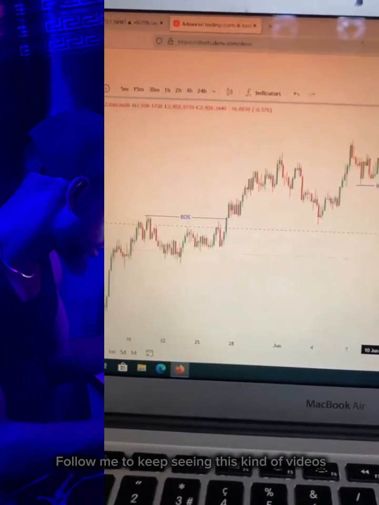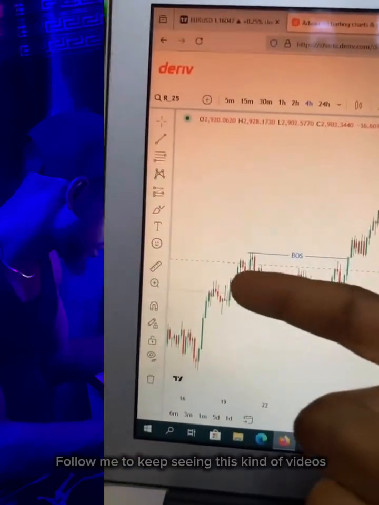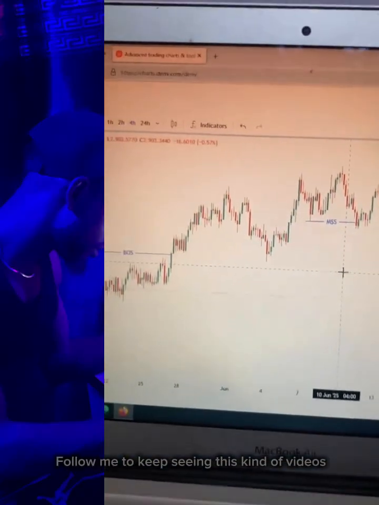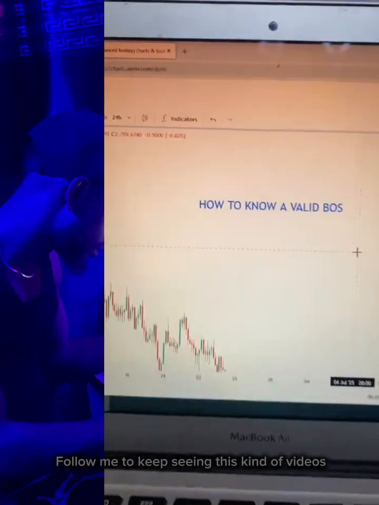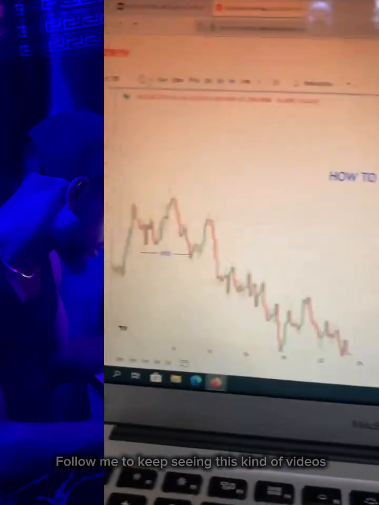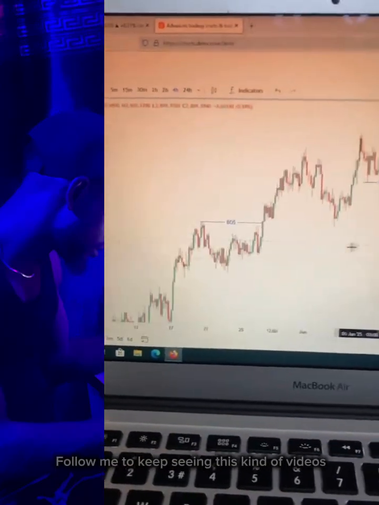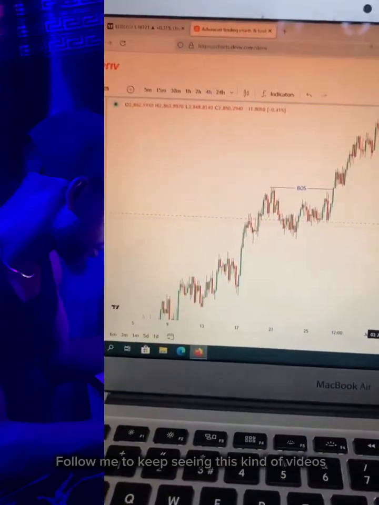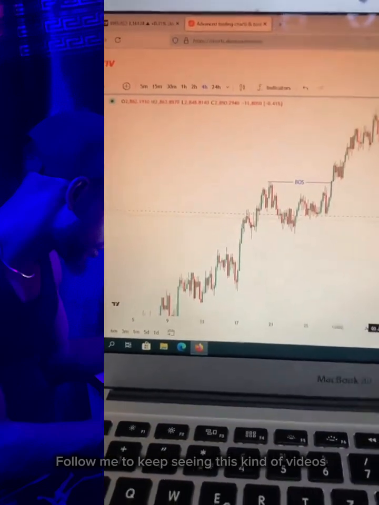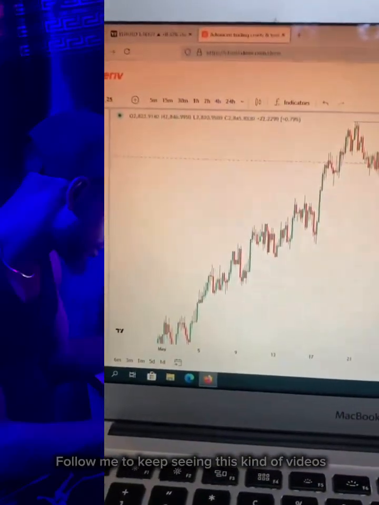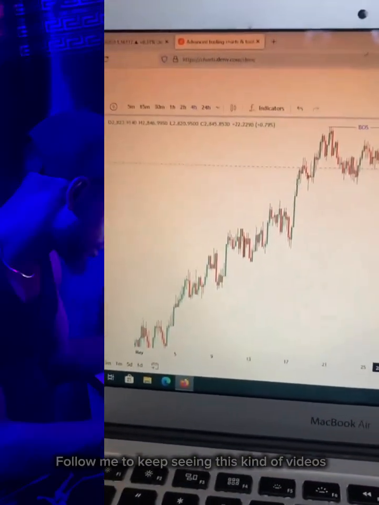Now, with the help of break of structure, you can know when price breaks out from the previous high and when price breaks out from the previous low. That is why break of structure is very important. So, how to know a valid break of structure? How can you know the one that is valid? Because as a trader, not all breaks of structure are valid. Not all breaks of structure in the market are valid. So how can you know the one that is valid and the one that is not valid in the market?